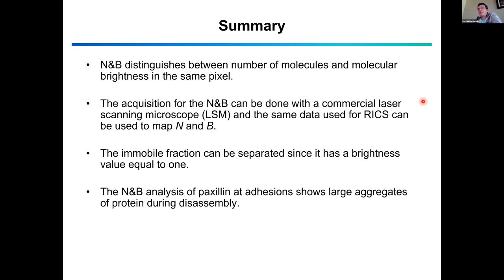The mobile fraction can be separated in number and brightness because it has a brightness equal to 1. And then you just saw the example where the N&B method was applied to those focal adhesions, looking at the paxillin molecules and showing how larger aggregates form during the assembly and disassembly of those focal adhesions.